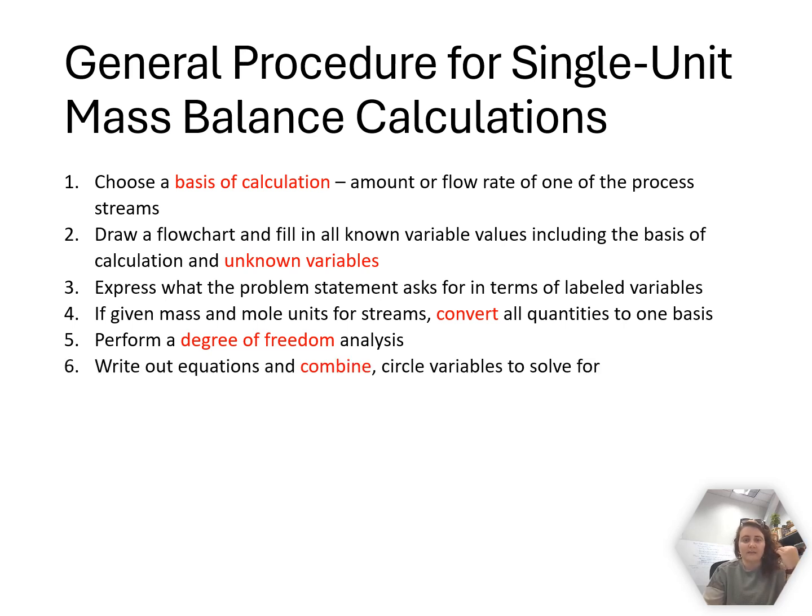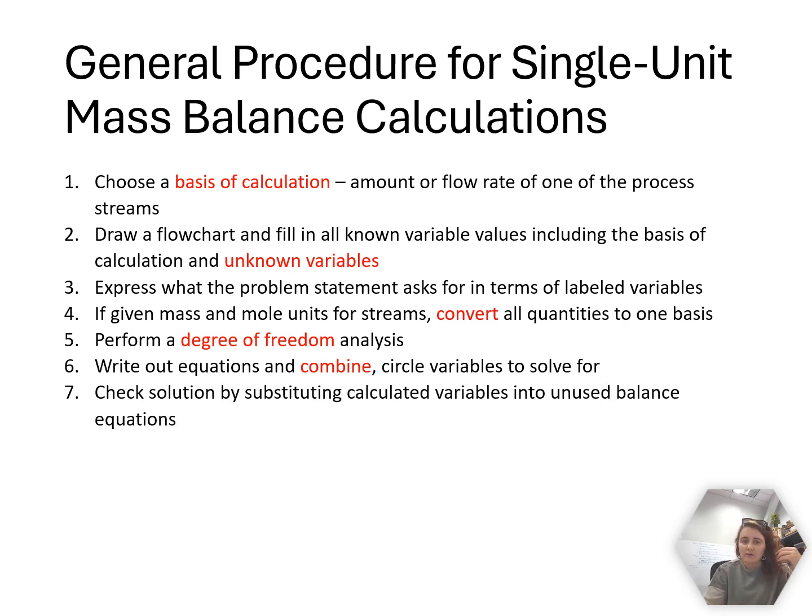From there, we would take all of our equations and we would combine them. We would circle variables to solve for. We would check our solution by doing some kind of a validation method. So any balances you didn't use, that's a way to do back substitution, and that's going to be important going forward. And then we solve for any additional variables using our equations. So this is our general procedure, right?